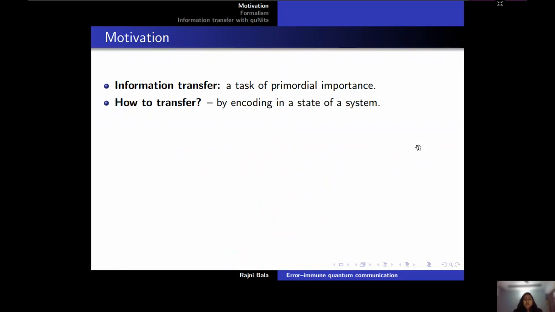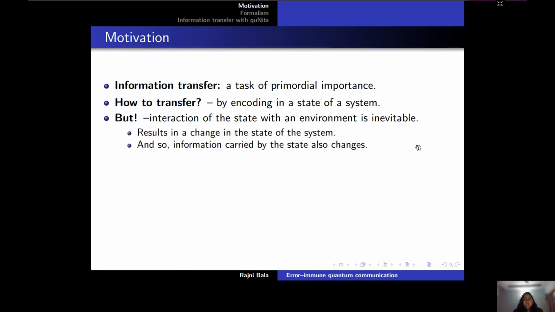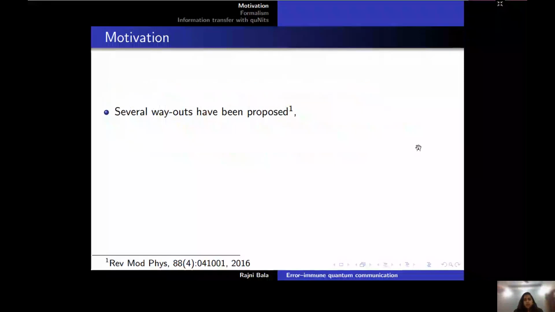However, after encoding of information, when a state travels from one place to another, its interaction with the environment is inevitable. Due to this interaction, the state of the system changes, which results in a change in the information carried by it. That is, the task which we have taken in hand is compromised. The main question now is what to do. Several way outs have already been proposed in terms of quantum error correcting codes and decoherence free subspaces.